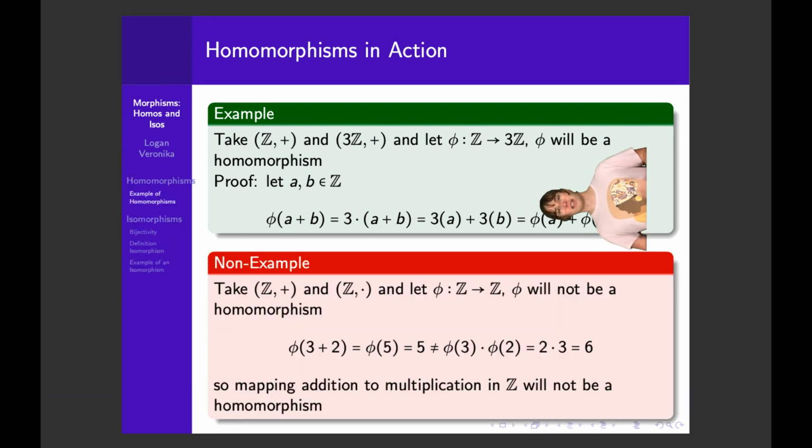Let's look at a non-example. So let's take the integers under plus and the integers under multiplication, and let's try to build a map phi from Z to Z, and we will say it will not be a homomorphism. Let's take phi of 3 plus 2. Well, that is equal to phi of 5, which equals 5. But that will not be equal to phi of 3 times phi of 2, because 3 times 2 is 6. So the mapping does not correspond to the definition of a homomorphism, therefore it cannot be a homomorphism.